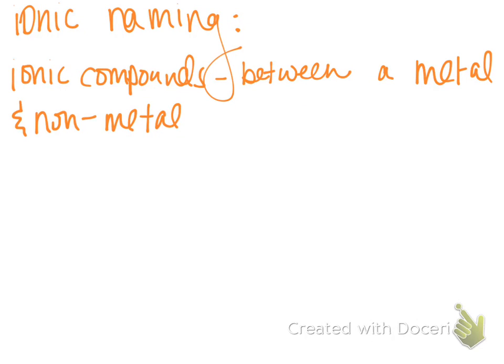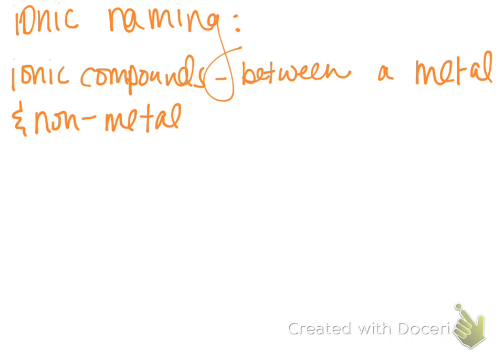Okay, so there's three basic types of chemical compounds. Chemical compounds include ionic compounds, which are between a metal and a nonmetal, covalent compounds, which are between two nonmetals, and metallic. Those are all three types of chemical bonds, and therefore chemical compounds. So we're going to start with ionic compounds, and ionic compounds are between a metal and a nonmetal.